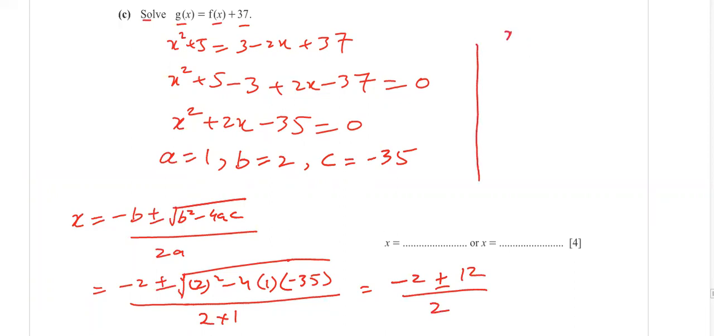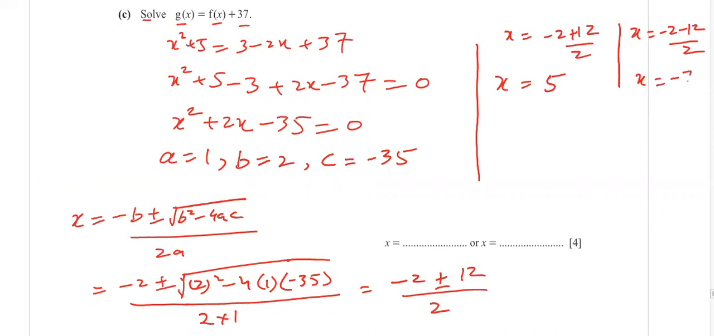Option number 1, your x will be minus 2 plus 12 over 2. Option number 2 is x will be minus 2 minus 12 over 2, because it is plus minus 12. So I will have x equal to 10 over 2, and 10 over 2 is 5. So from here I will have x equal to minus 14 over 2, which will be minus 7. So x is 5 or x is minus 7. These are the two values of x that we found.